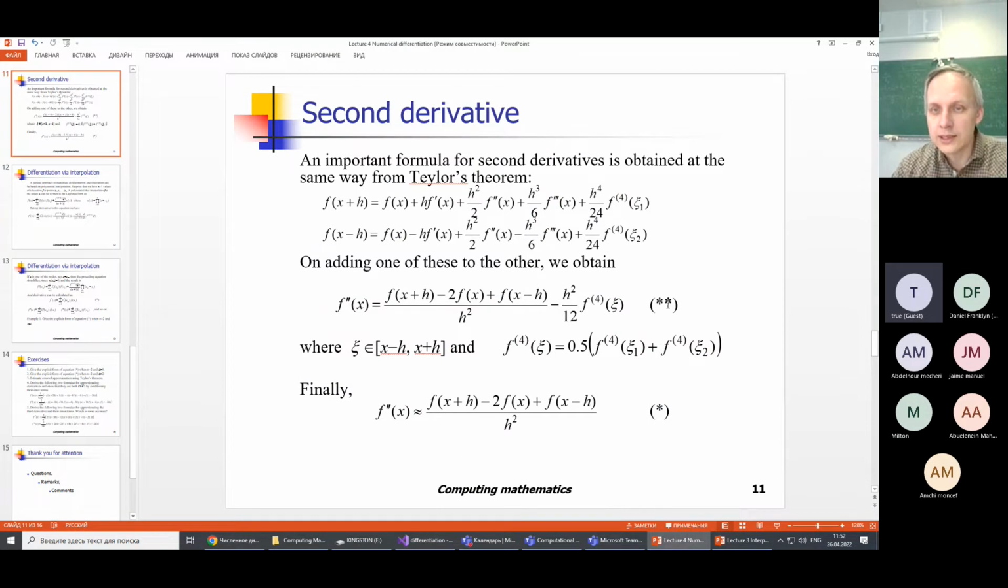Again, let's consider the formula for the error. This formula includes the fourth derivative of a function. It means if I take here a polynomial of degree 3, the fourth derivative of a polynomial of degree 3 will be 0. And we get their exact value.